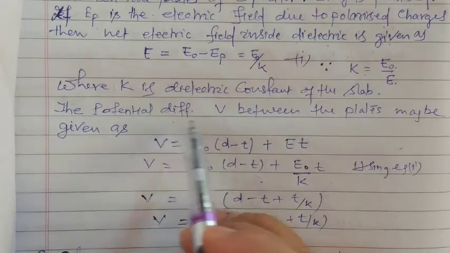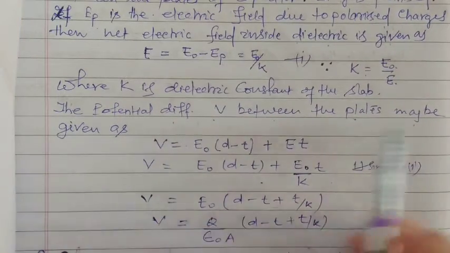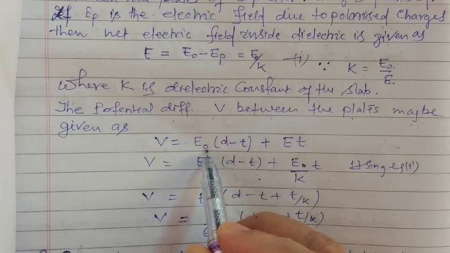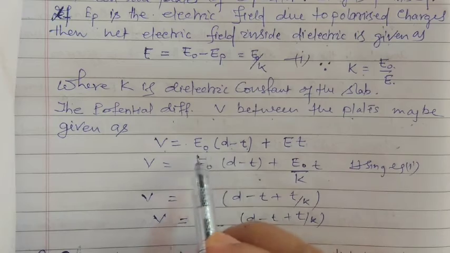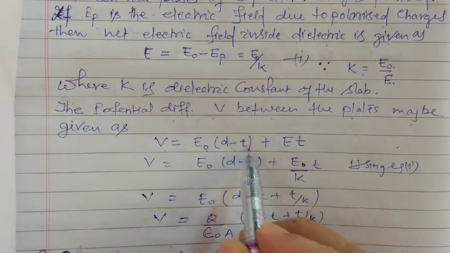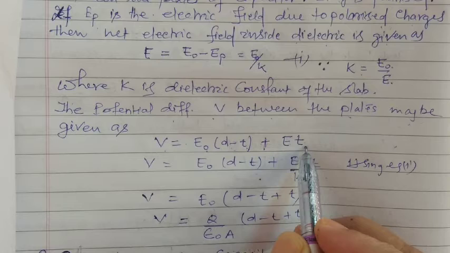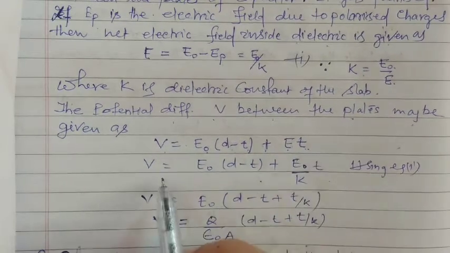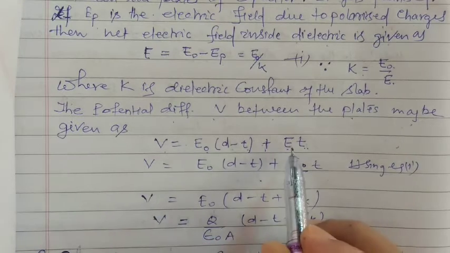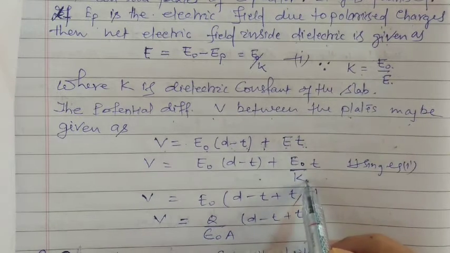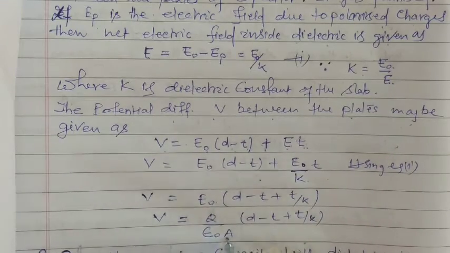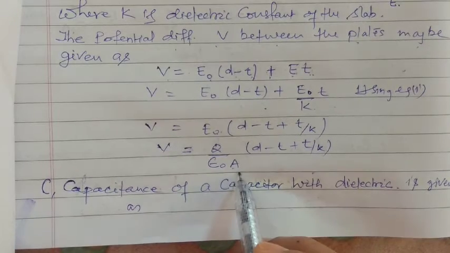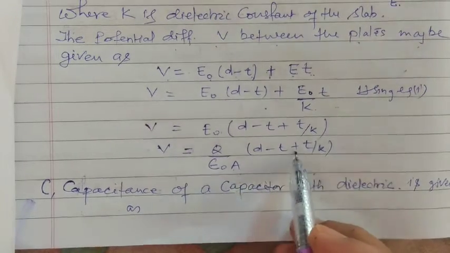The potential difference V between the plates may be given as V is equal to E naught, the electric field present in the D minus T region, so E naught times (D minus T), plus in the T region the strength of the electric field is E, so E into T. In place of E we can write E naught by K. Taking E naught common and putting its value, we will get V is equal to Q by epsilon naught A times (D minus T plus T by K).